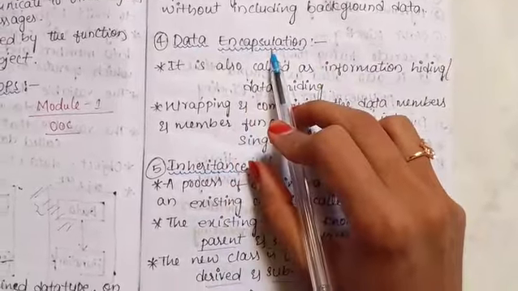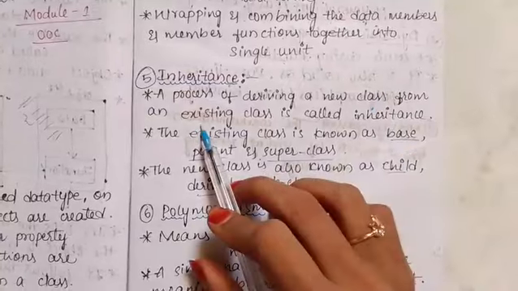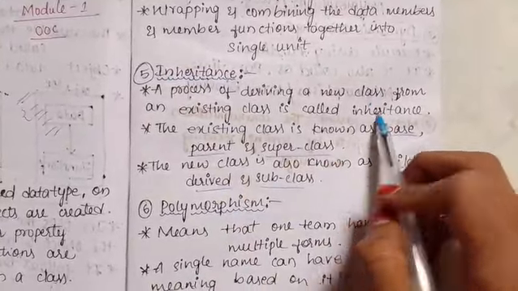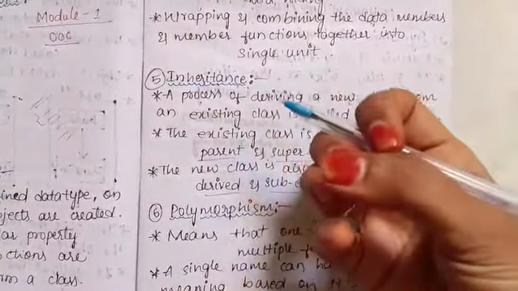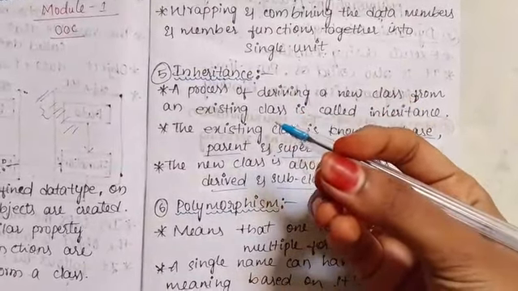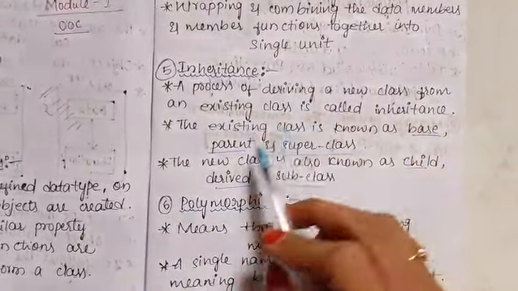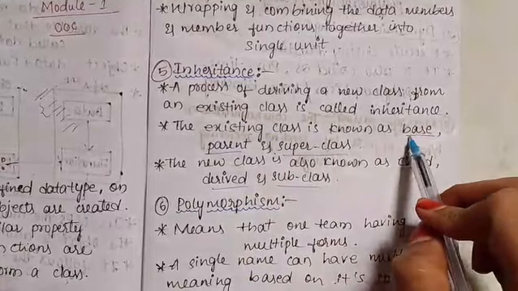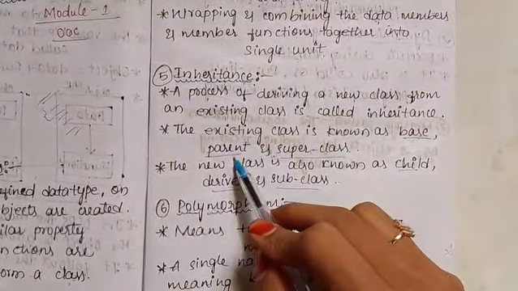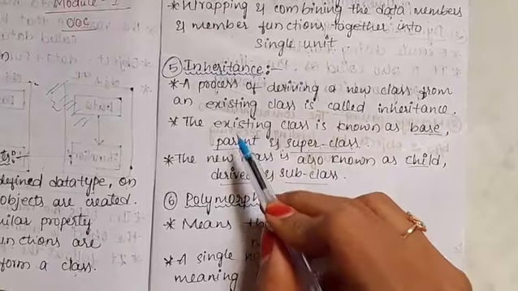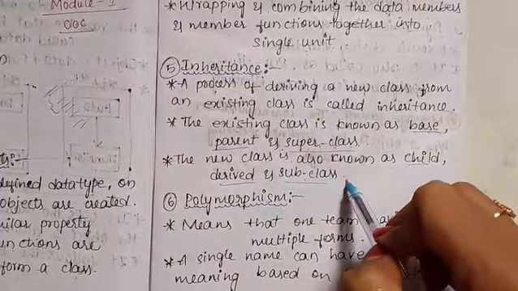That's why it is data encapsulation. Inheritance. The process of deriving a new class from an existing class is called inheritance. We already have one existing class. From that class we take some functions and methods and derive one more new class from that existing class. That is inheritance. The existing class is also known as base, parent and superclass. And the new class is also called child class, derived class and subclass.